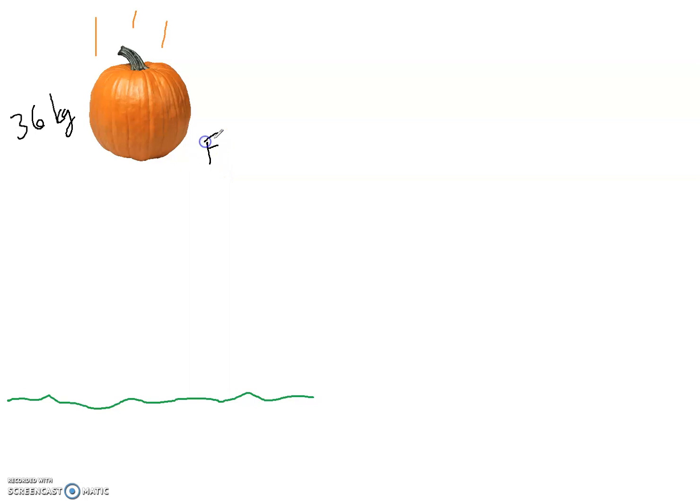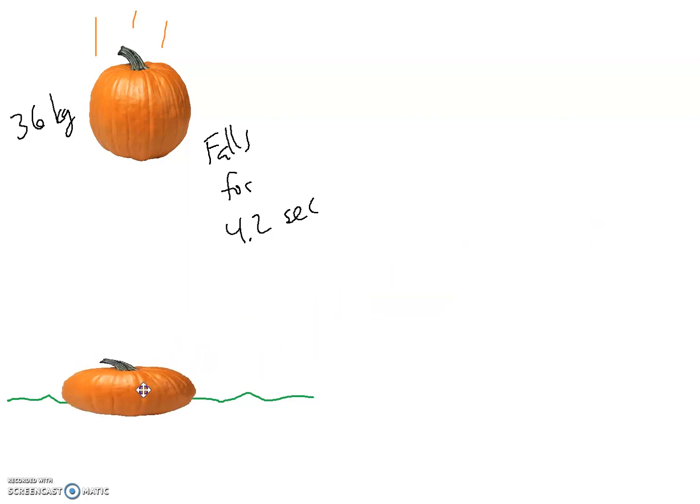And let's say it falls for, let's go with 4.2 seconds. So our pumpkin is going to fall for 4.2 seconds, hit the ground, and then when it hits the ground, it is going to get all squished. Okay, so when it hits the ground, it's gone for 4.2 seconds under the force of gravity. It is 36 kilograms, and we're going to find out a couple things about the situation.